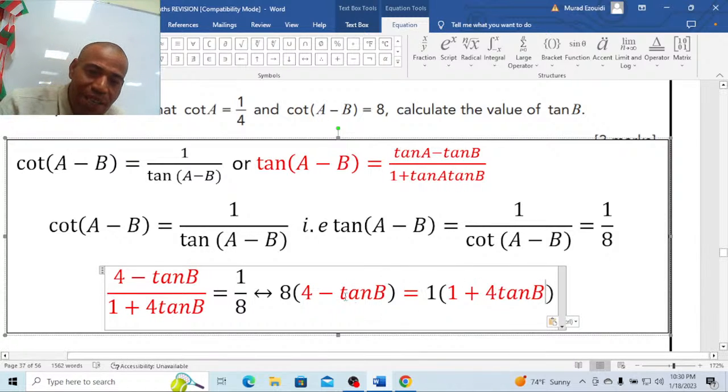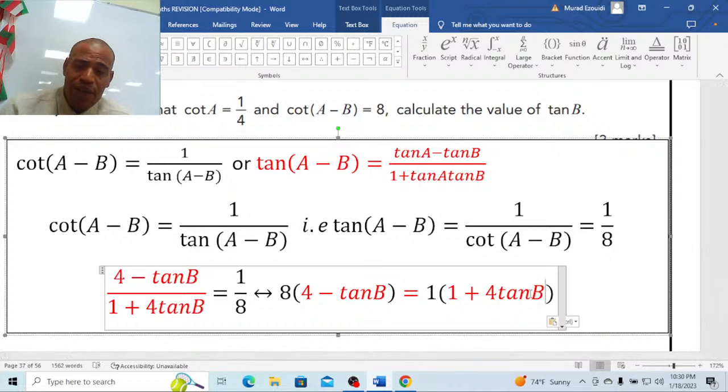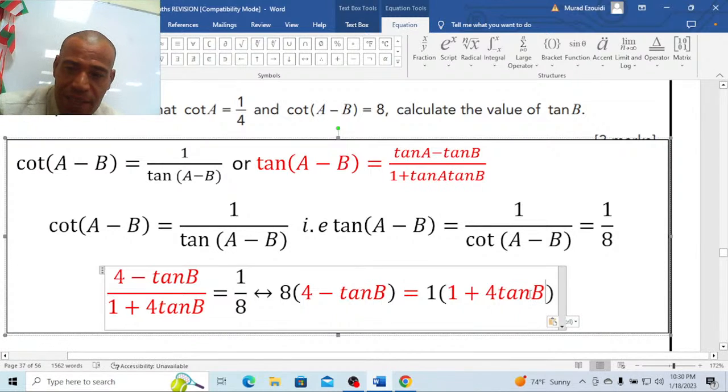Therefore, learners, it's easy for you now. Just expanding, 4 by 8 is 32 minus 8 tangent B equal 1 by 1 is 1, 1 by 4 is 4 tangent B. Therefore, you should collect like terms, meaning you are going to transfer 4 tangent B to the left hand side, and transfer 32 to the right hand side, or vice versa.